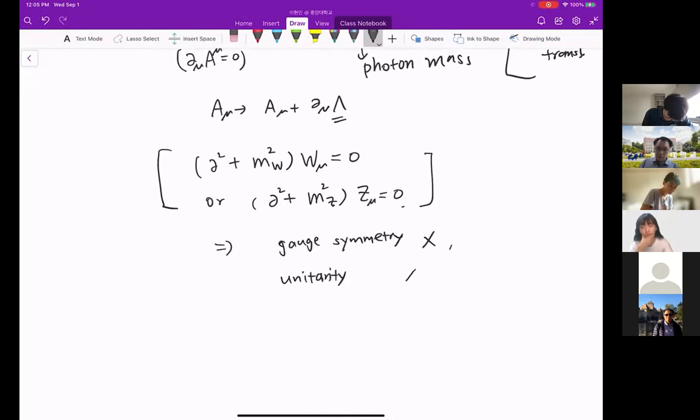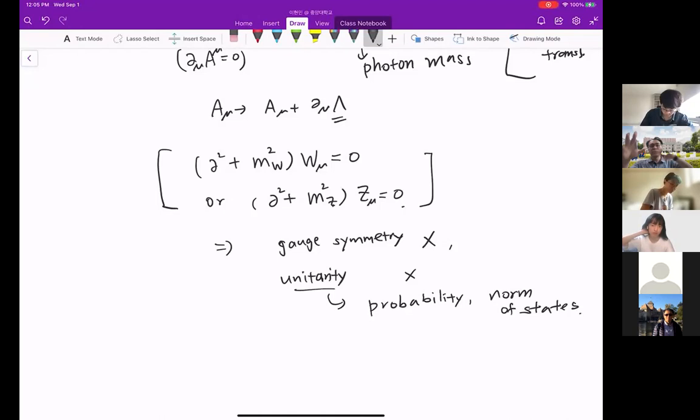So unitarity, in easy words, is the probability or norm of states. So if you change the norm of the states, then the normalization of the state is meaningless, right? Once you normalize, even though the shape of the wave function changes, you get the same normalization. But if the normalization changes, then you don't know whether the initial normalization is good or not. So then you don't have any prediction. So at least there are two problems.